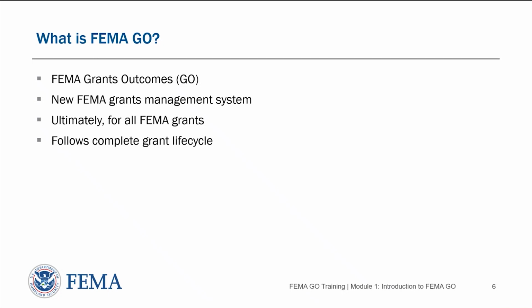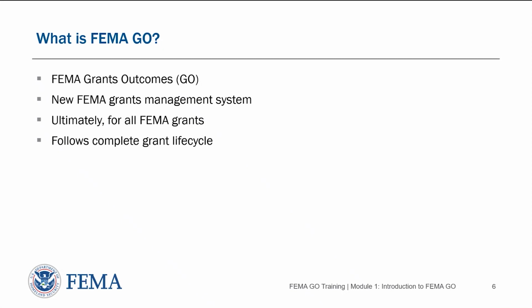So from the 2020 application cycle going forward, we'll use FEMA GO for BRIC and FMA. And for 2019 and prior, we'll continue to use the Mitigation e-grant system, but we won't be taking any new applications in the legacy e-grant system.